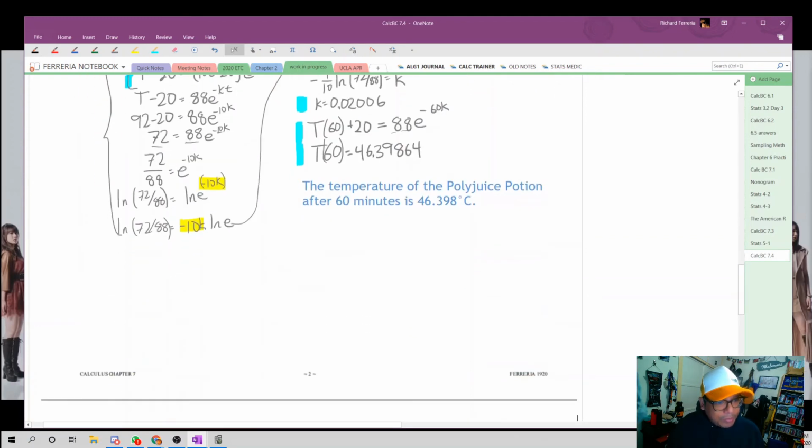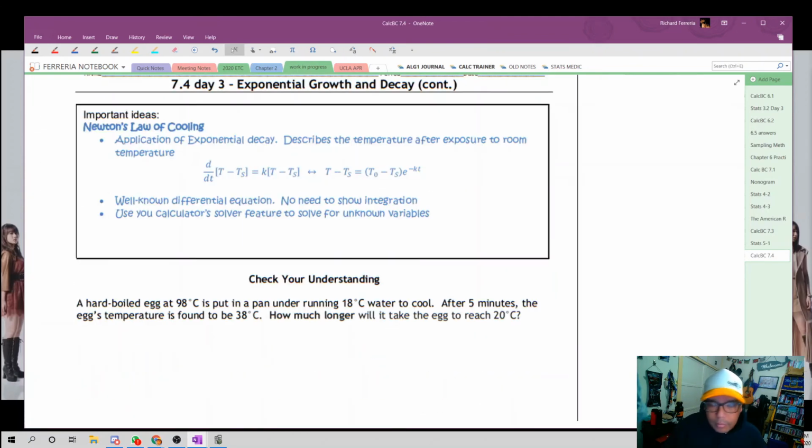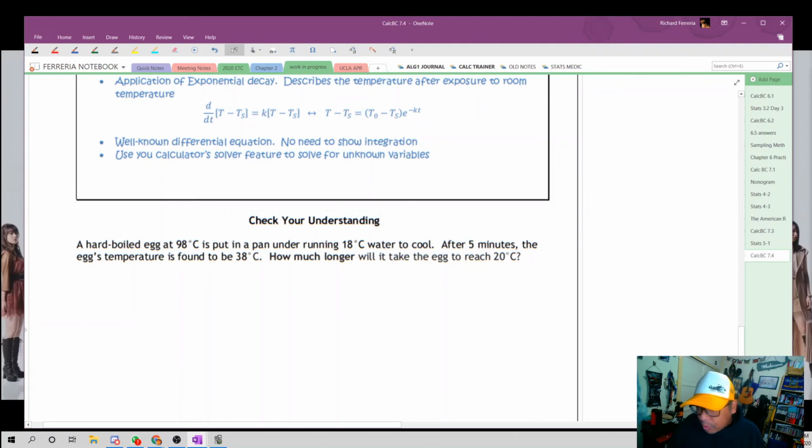From here, we should take a look at some important ideas, nothing that we haven't discussed before. Here is our equation. This is a differential equation leading directly to our general solution. As a well-known differential equation, you don't really need to show any integration. And of course, use your calculator solver for the unknown, which is what we're going to do now, since this is running a little bit longer than I thought it would.